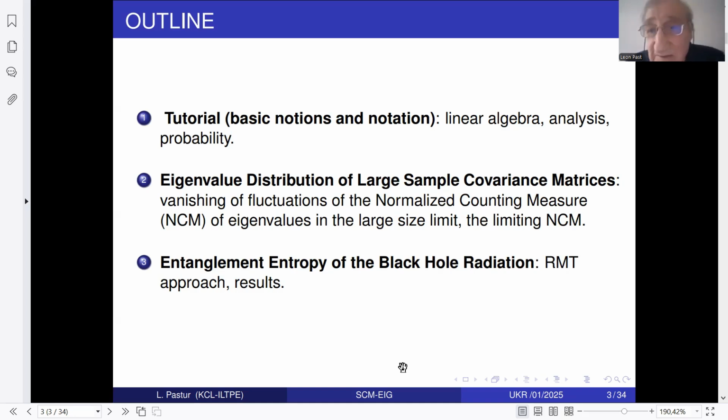The second main part is, as I said already, the eigenvalue distribution of large sample covariance matrices. It consists of several sections. First, it will be proven that the distribution becomes non-random in the large size limit. And second, and mostly technical, what is this distribution explicitly, how does it look?